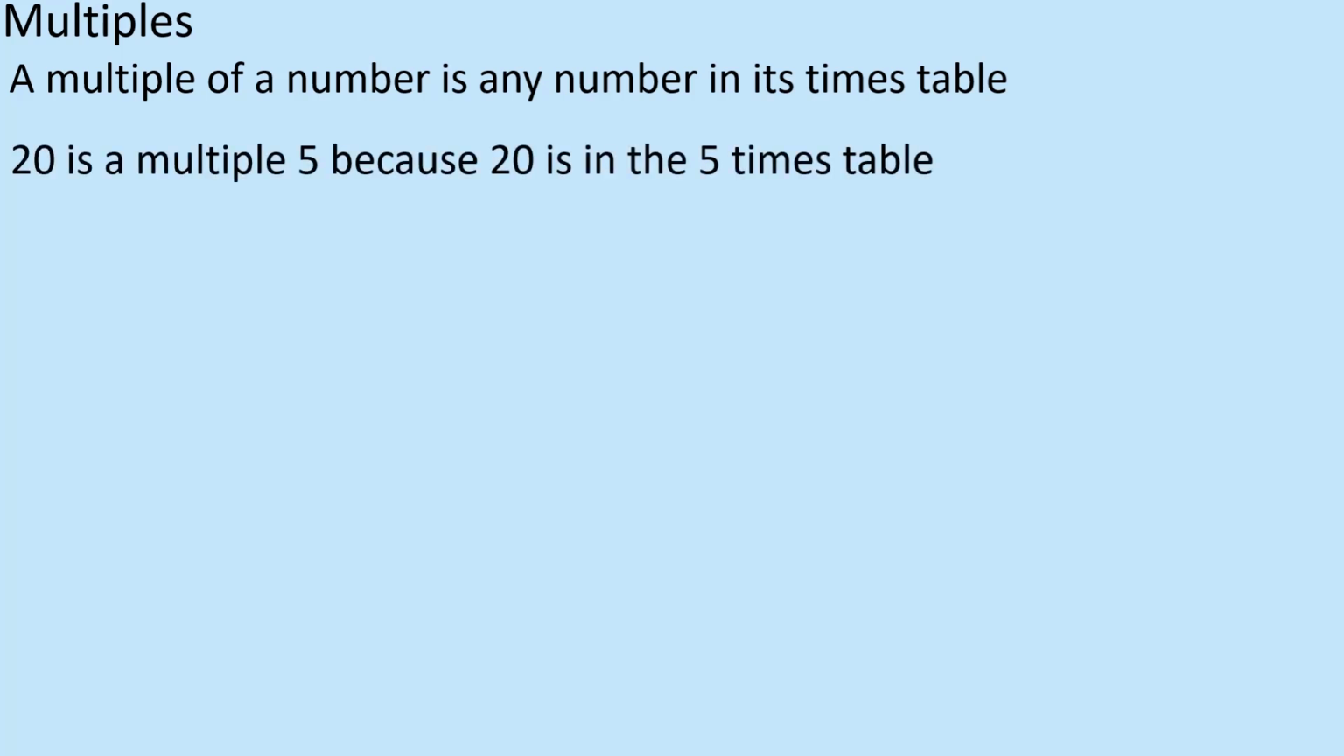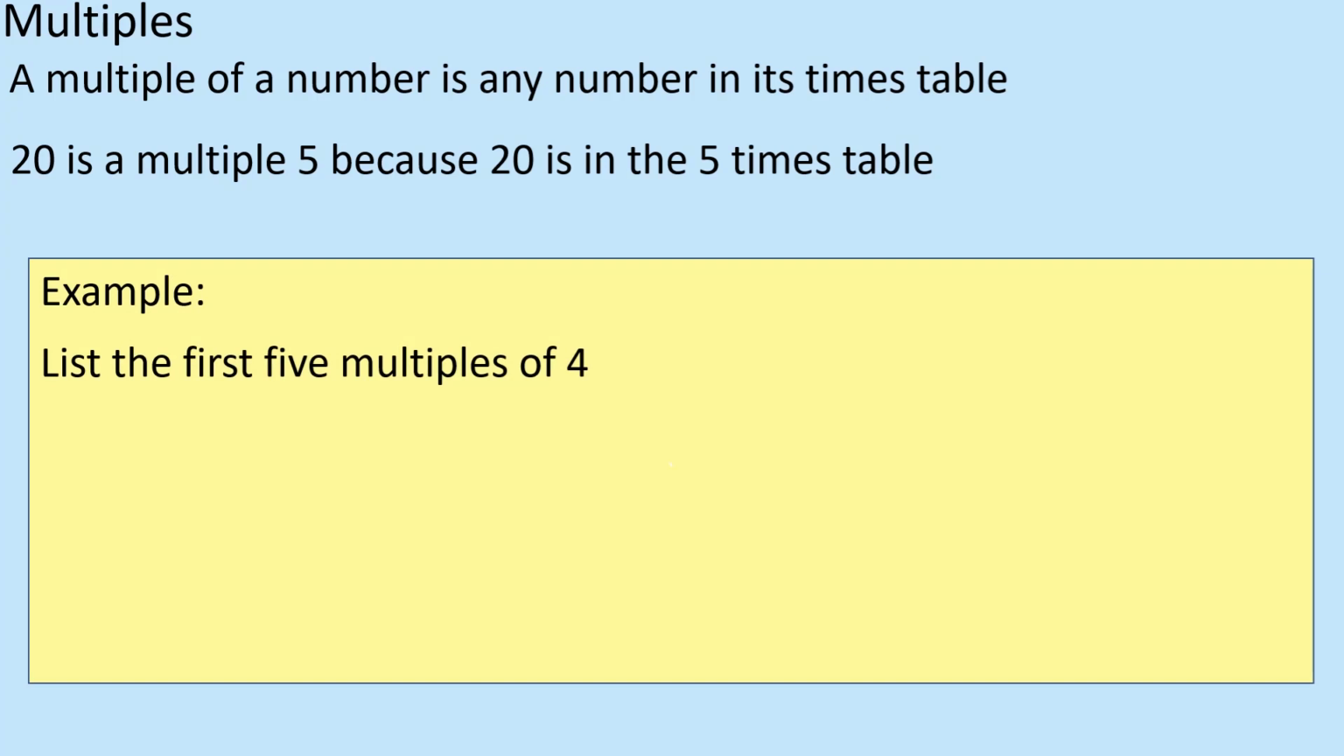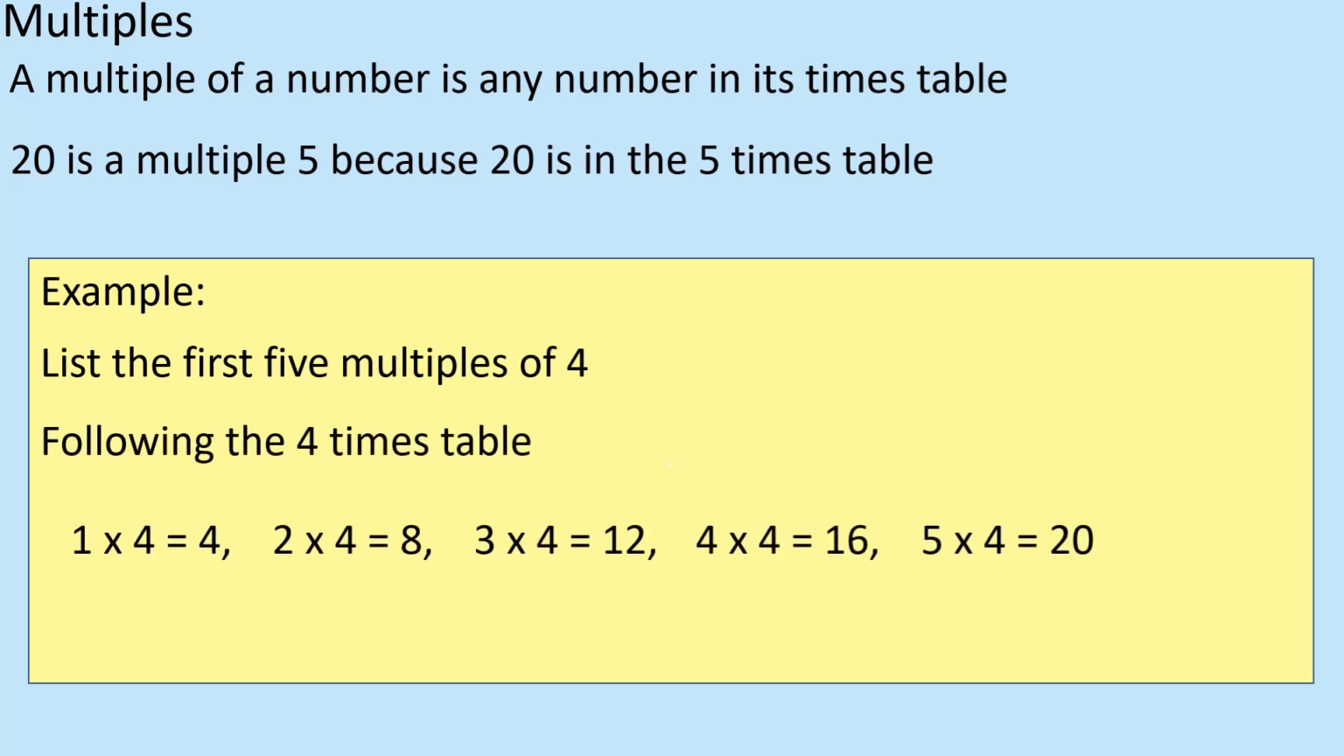So 20 is a multiple of 5 because 20 is in the 5 times table, and if I ask you to write the first 5 multiples of 4, what I'm really after is your 4 times table. So 4, 8, 12, 16, and 20. That's your first 5 multiples of 4.